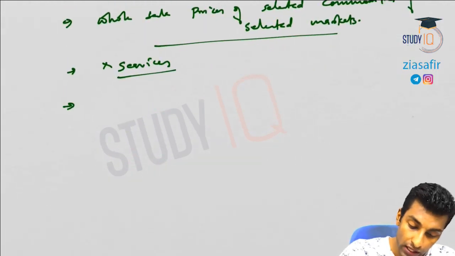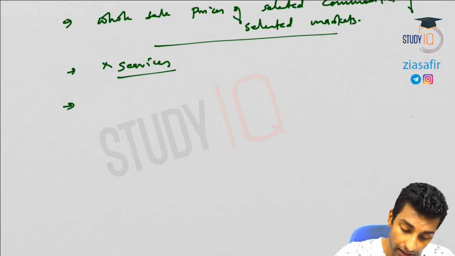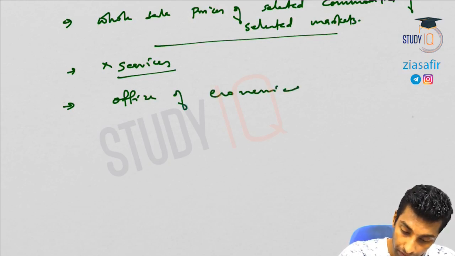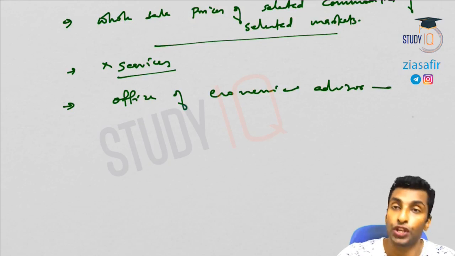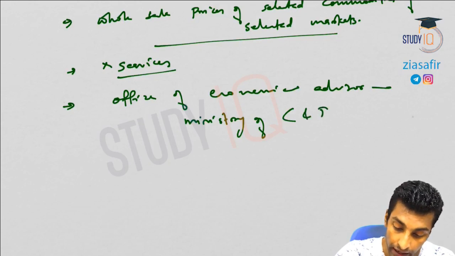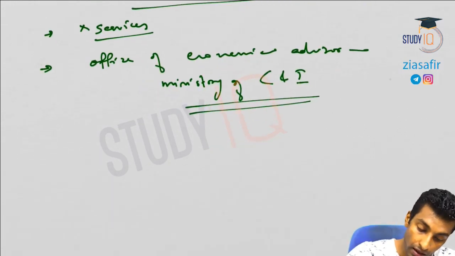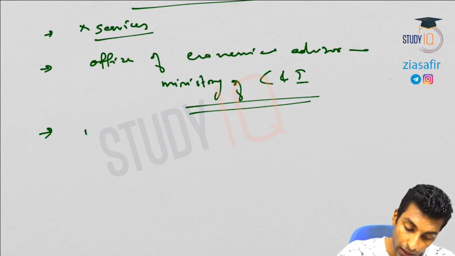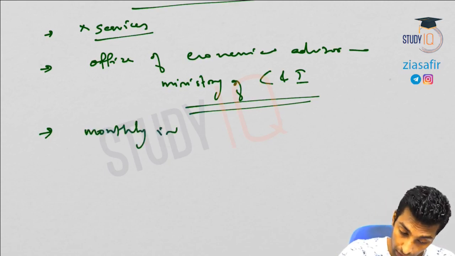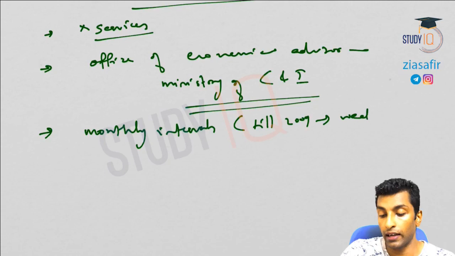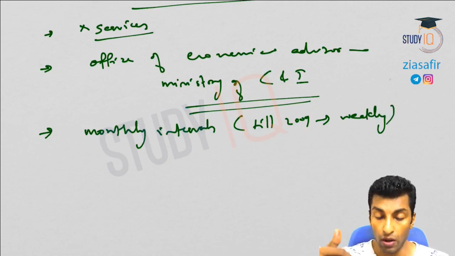We'll come to that. Now who's estimating this? It is estimated by the Office of Economic Advisor, Ministry of Commerce and Industry. So Ministry of Commerce and Industry measures WPI. Now it is estimated at monthly intervals. Earlier it used to be estimated on a weekly basis. Till 2009 it was based on weekly intervals. So weekly you measured the inflation, now monthly.